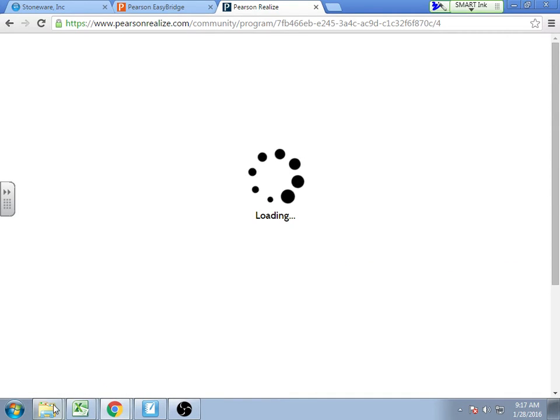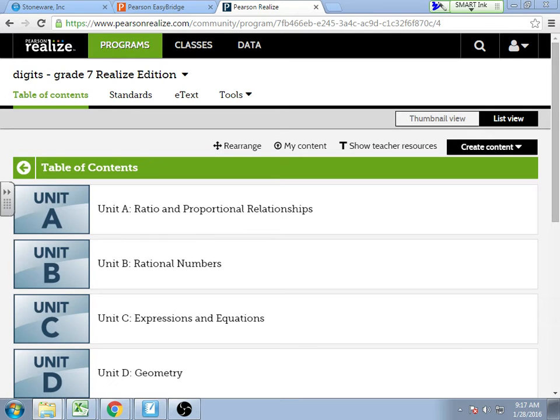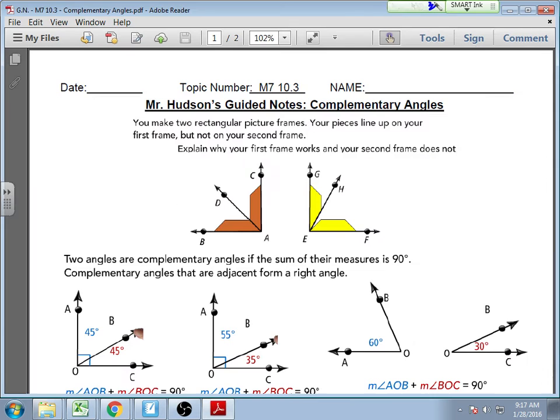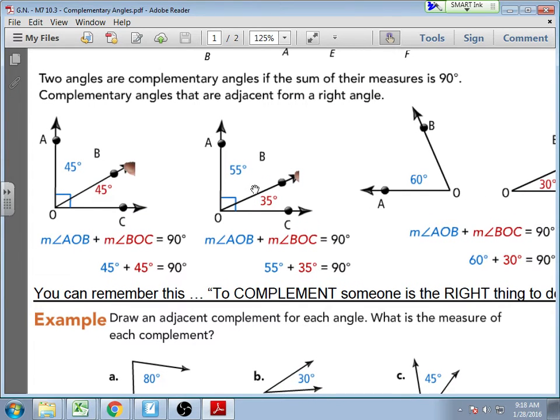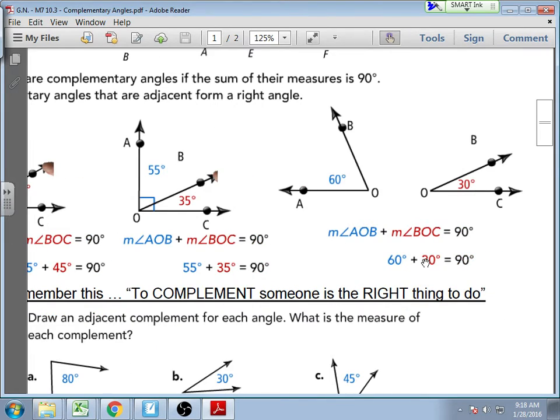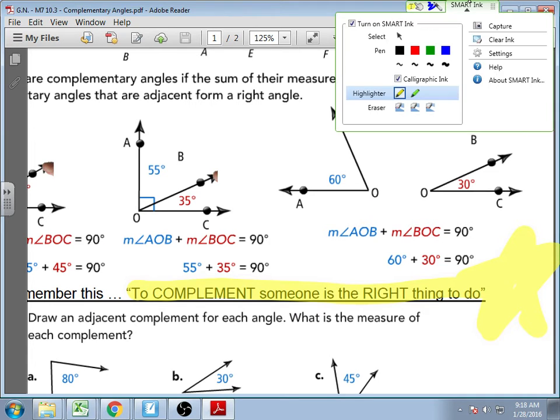Anyone know why somebody would take supplements? To be healthy. Supplements are like extra vitamins or extra nutrients or extra protein. So what happens when you get stronger? Your muscles grow. So you take supplements to get bigger. So supplementary angles pair up to 180. Whereas complementary angles, since to complement somebody is the right thing to do, this is what I would highlight or put a star next to so that you remember complementary angles sum to 90.